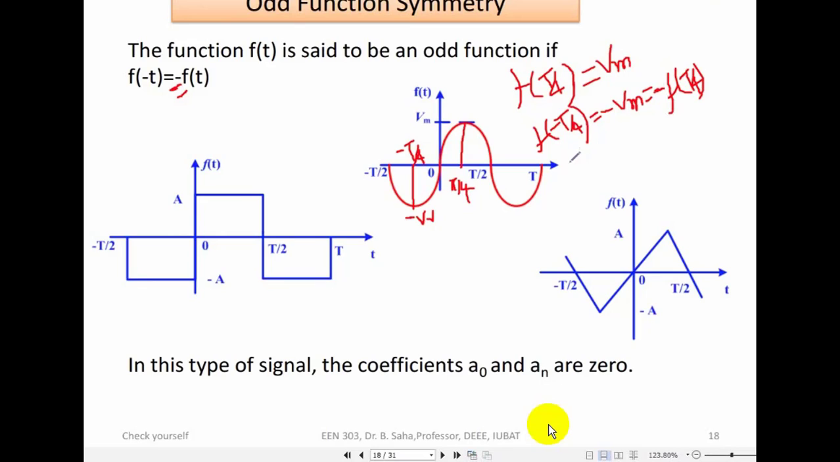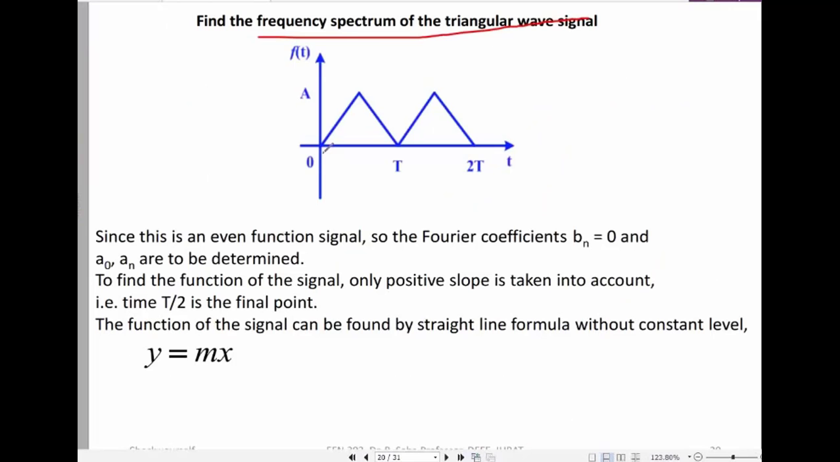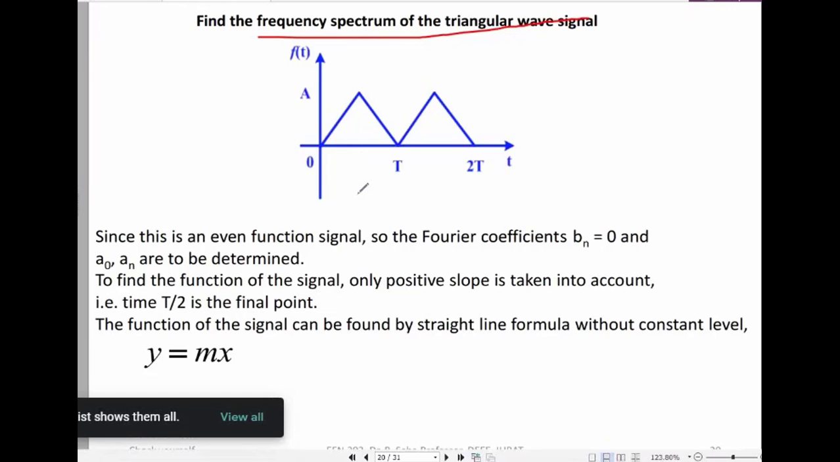But given T by 2, what will happen? f of T by 2 equals 0, and f of T is 0 there also. How can you consider? You have to think always where the amplitude is existing. We can do the Fourier series of this signal, but we will apply the even function or odd function symmetry condition to reduce the size of the solution.